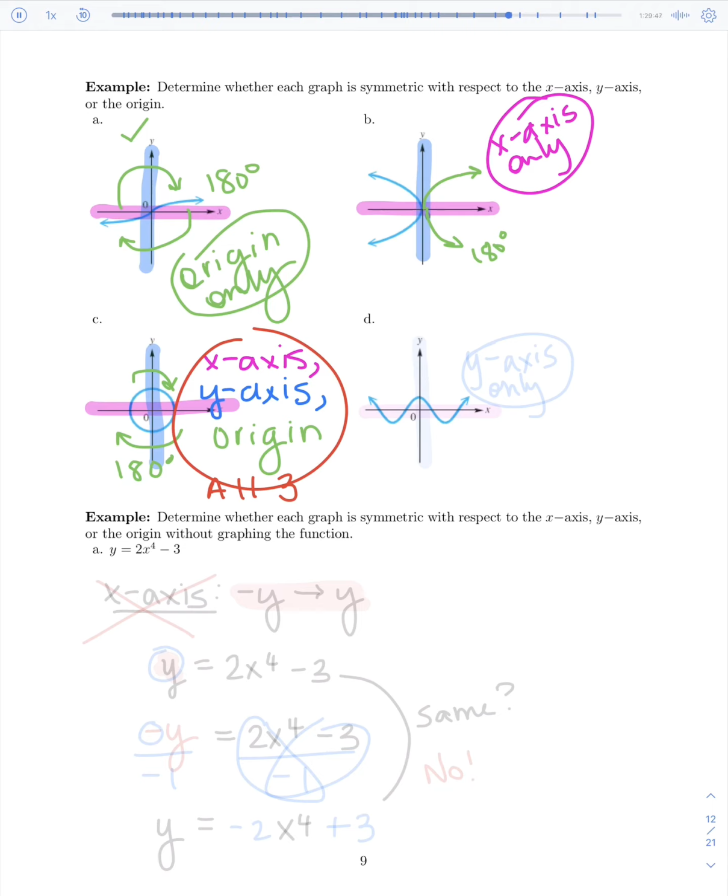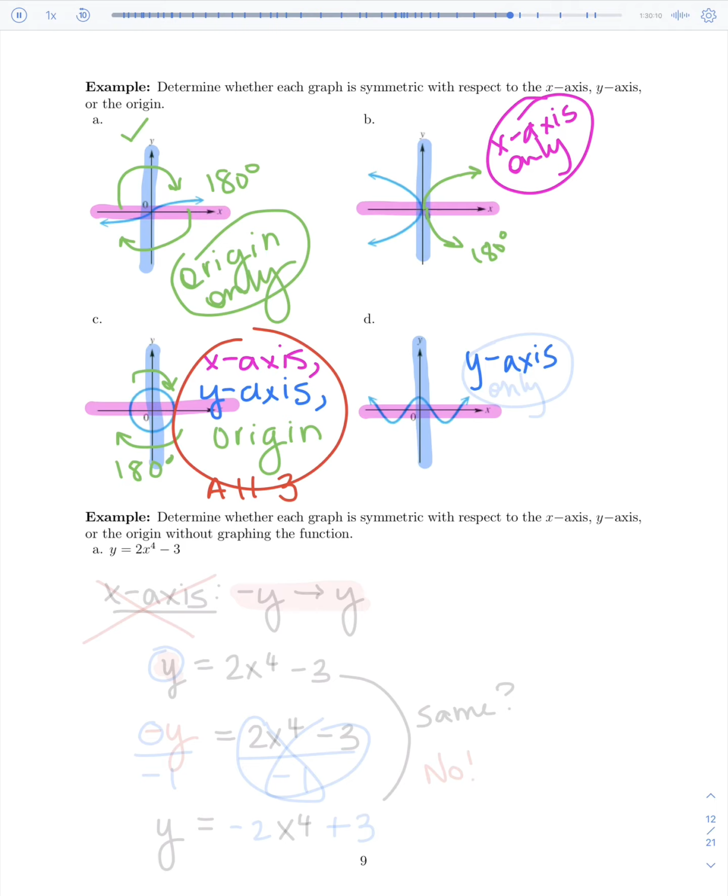Let's take a look at D. Let's notice in D, let's try cutting along the x-axis. If you cut it along the x-axis, nope, you don't get the same picture above and below. However, if you do cut it along the y-axis, you do get the same picture on the left and the right. So this will have y-axis symmetry.